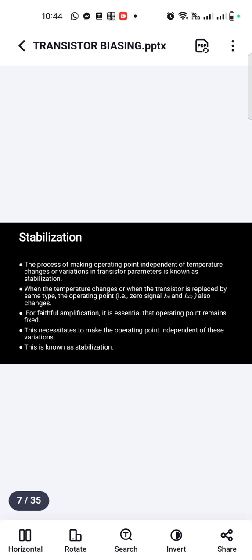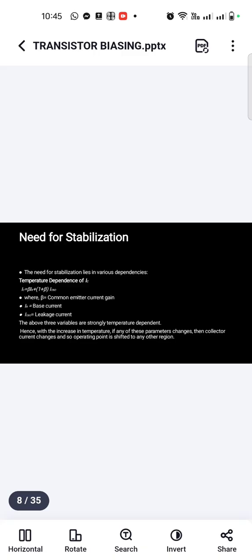Okay, when the temperature changes or when the transistor is replaced by one of the same type, the operating point also changes. Okay, for faithful amplification it is essential that the operating point remains fixed. This necessitates making the operating point independent of these variations. This is known as stabilization. Then next one, need for stabilization.